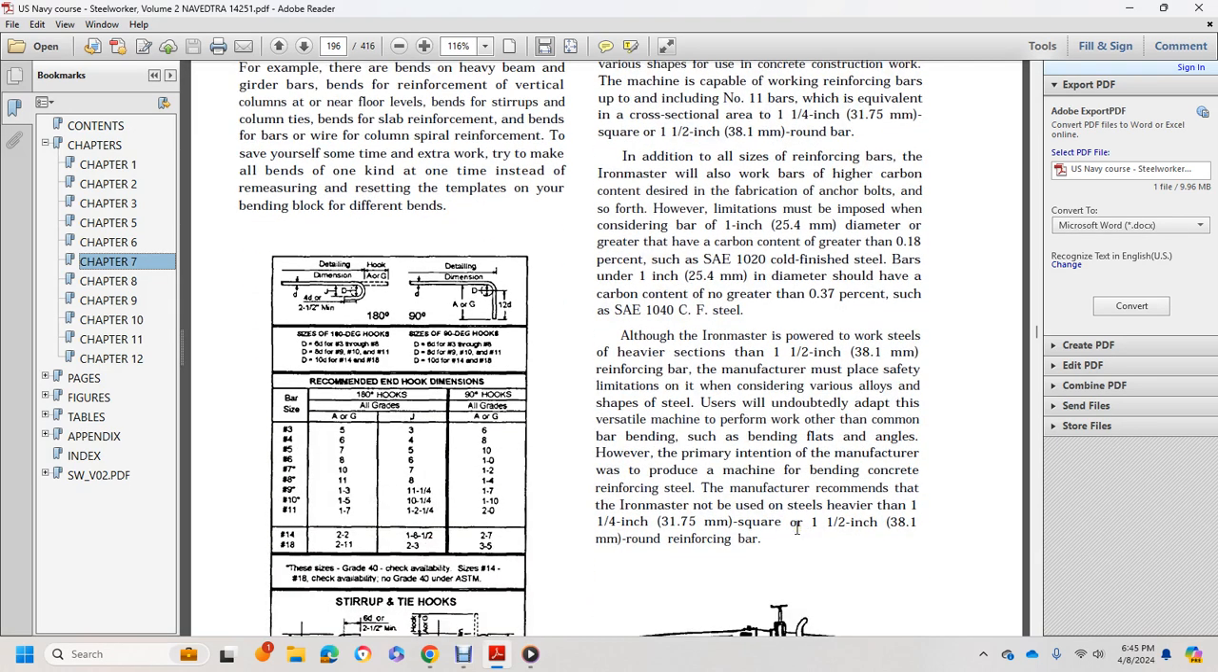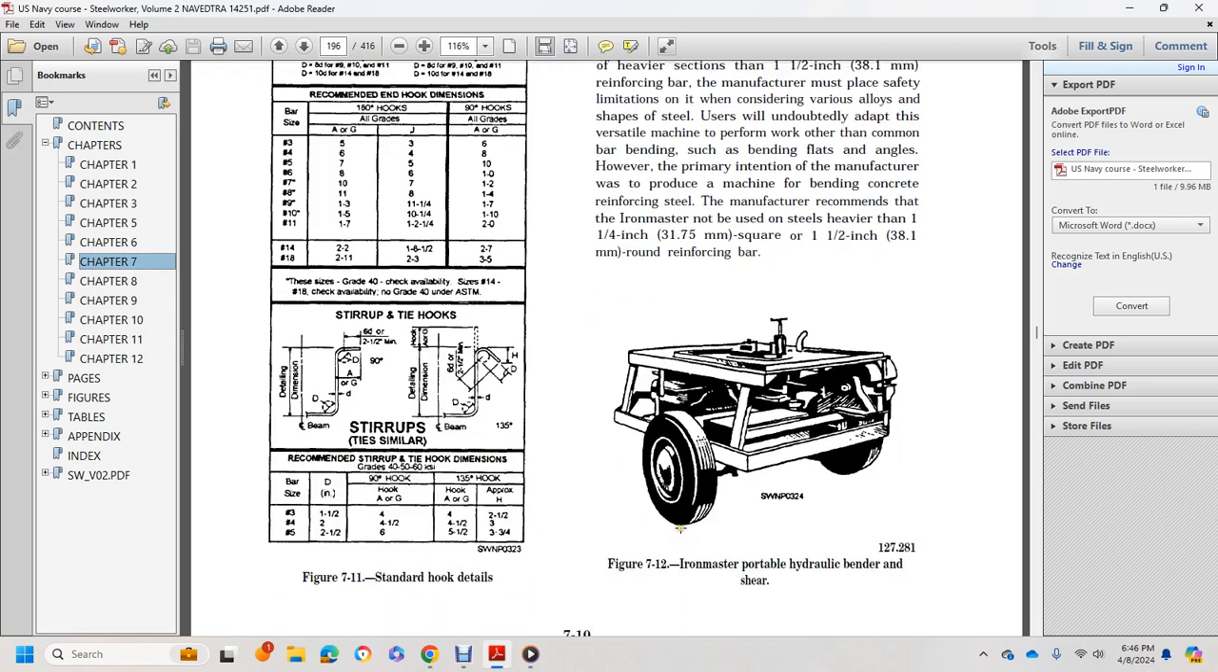Although the Iron Master is powerful enough to work steels of heavier sections than 1 1/2 inches, manufacturers must place safety limitations, considering the various alloy shapes of steels. Users undoubtedly adapt the versatile machine to perform other common bar bending, such as bending flats and angles. However, the primary intent of the manufacturer was to produce a machine for bending concrete reinforcing steel. The manufacturer recommends the Iron Master not be used on steels heavier than 1 1/4 inch square or 1 1/2 inch round reinforcing bars.